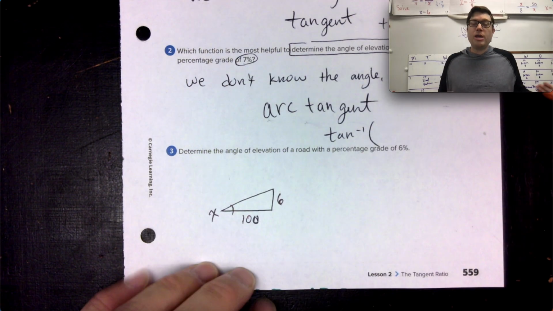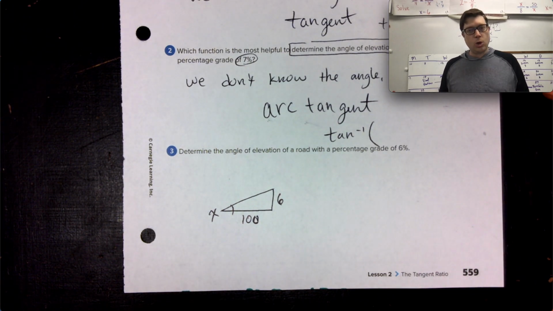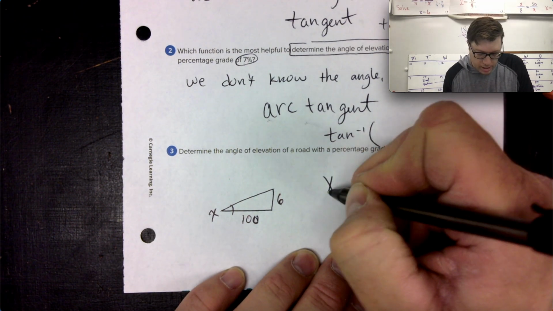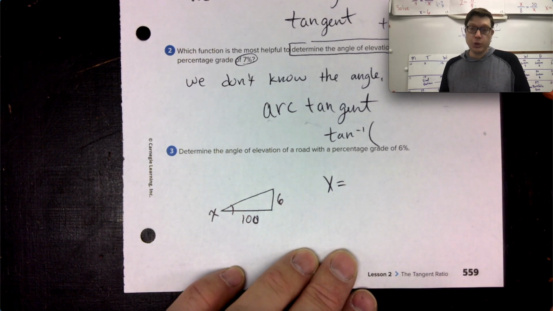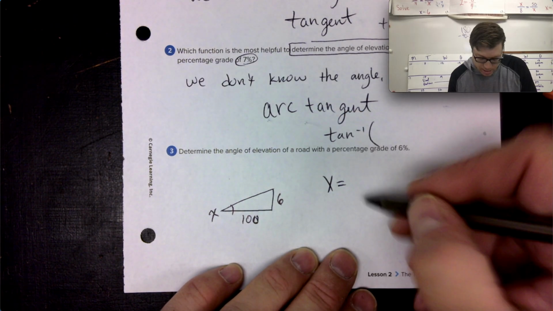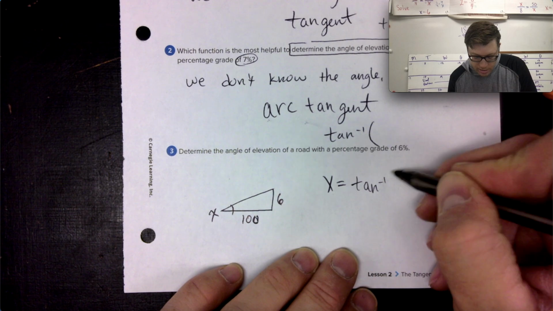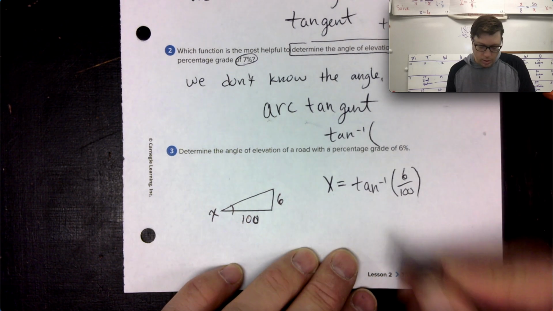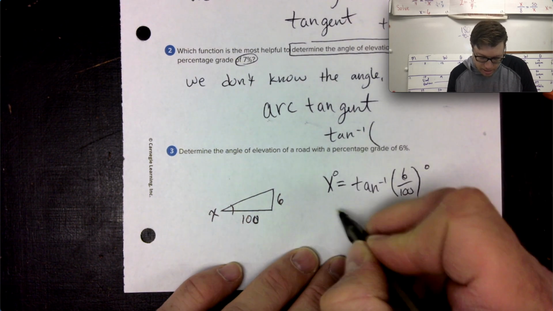Since we don't know the angle of elevation, I'm going to give that angle x. And if you remember any shortcuts, if you don't know the angle, you use arctangent. So tangent inverse of 6/100. That'll be a degree number.